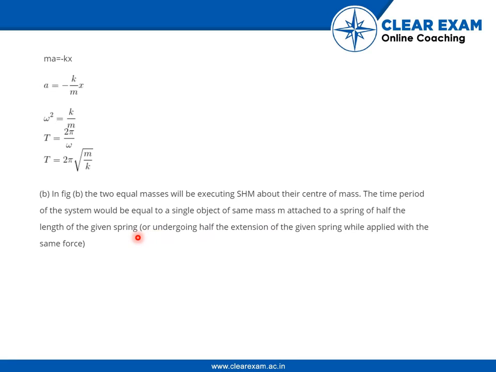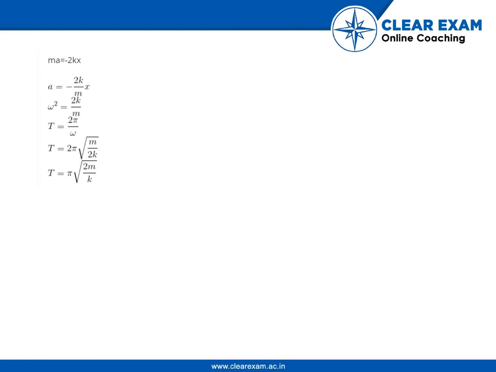of half the length of the given spring, or undergoing half the extension of the given spring while applied with the same force. Spring constant of such a spring would be 2k, and F is equal to minus 2kx, that is Ma equals minus 2kx. Now a equal to minus 2k by m into x.